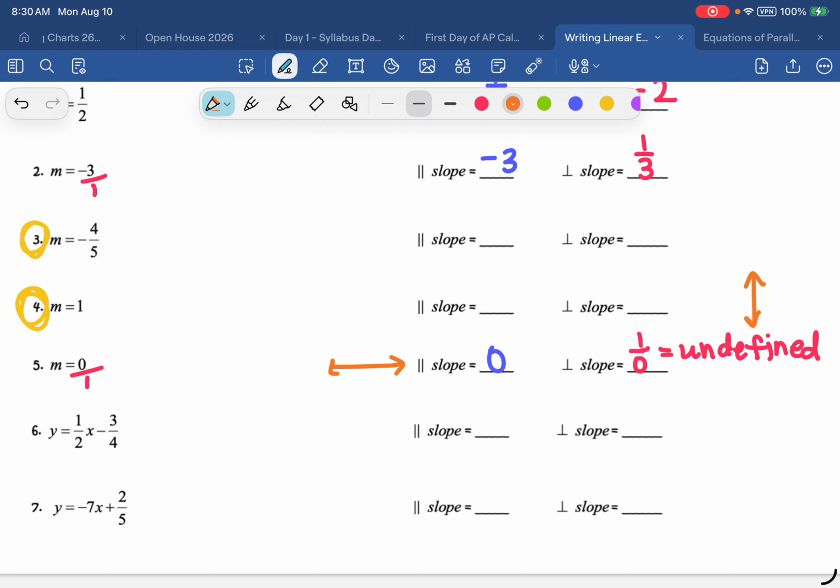Number 6 and 7. I think you guys can figure those two out. I would like you to do those on your own as well. Just remember that you have to find the slope first. So locate where the slope is in that linear equation, and then either keep it the same for parallel or flip it and change the sign for perpendicular.